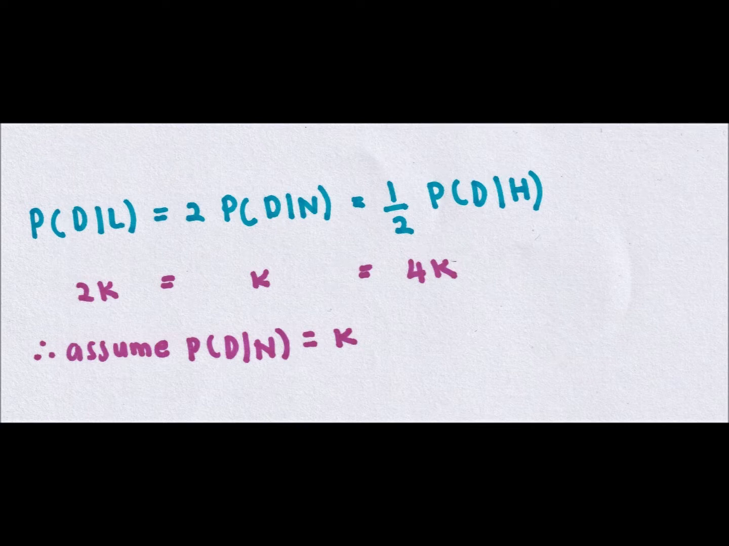So here I assume that the probability of a non-smoker dying is a constant k. So the probability of a light smoker dying is 2k, and the probability of a heavy smoker dying is 4k. I'm going to use this assumption to solve the question because we're not given exactly what the probability is of a light smoker dying and of a heavy smoker dying. So we're going to use this assumption to solve the question.